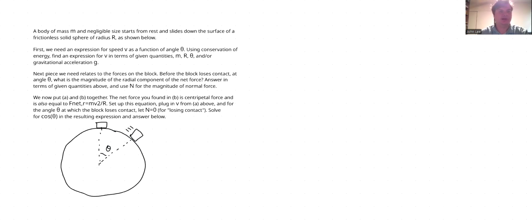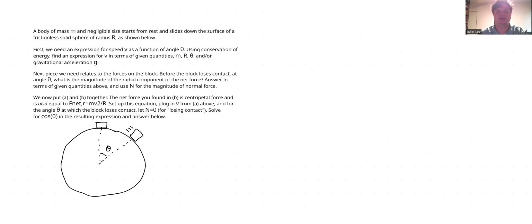So, a body of mass m and negligible size starts from rest and slides down the surface of a frictionless solid sphere of radius r as shown below. First, we need to solve for speed v as a function of angle theta. Using conservation of energy, find an expression for v in terms of the given quantities m, r, theta, and gravitational acceleration g.